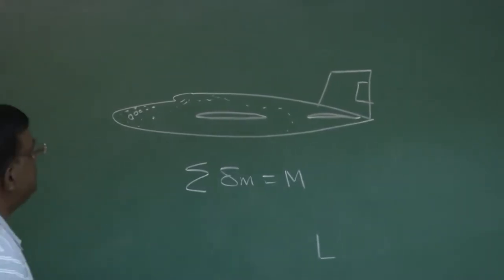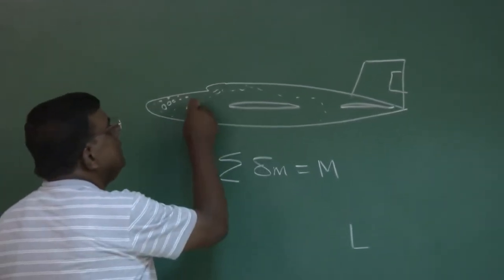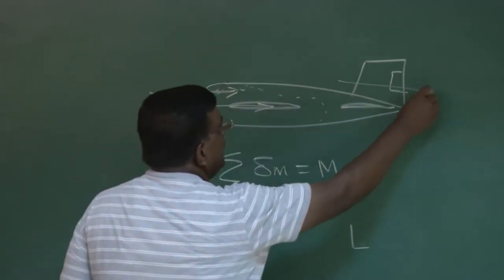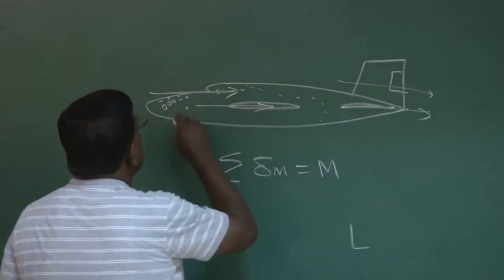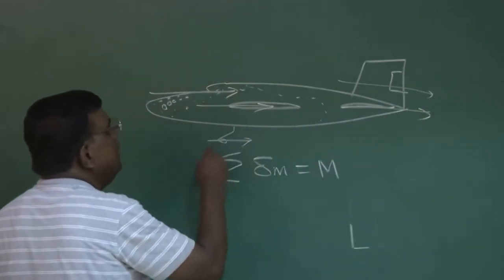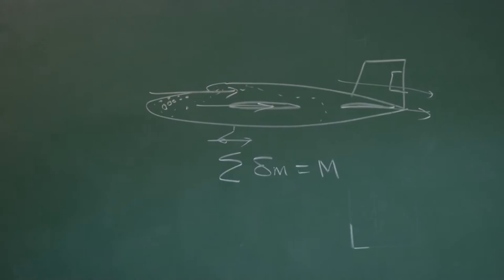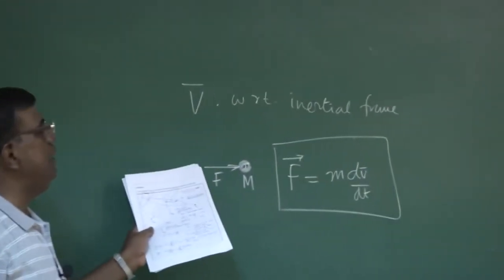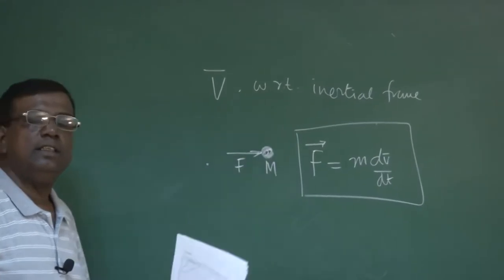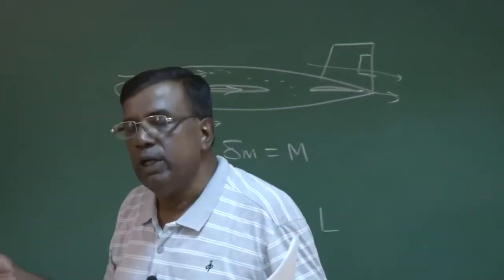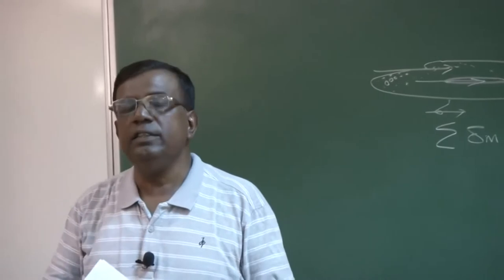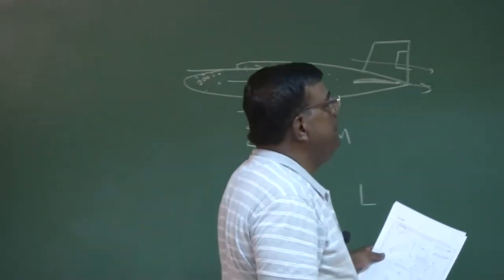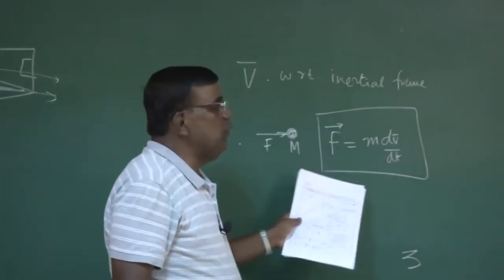Number two, forces. There are forces on the wing, forces on the fuselage, forces on this vertical tail. Here, if there is a landing here, there is force here. So it is not that one point mass is there and the resultant force is acting here. This force is distributed over the whole airplane, mass is distributed over the whole airplane. Now how do I apply this concept F equal to ma?